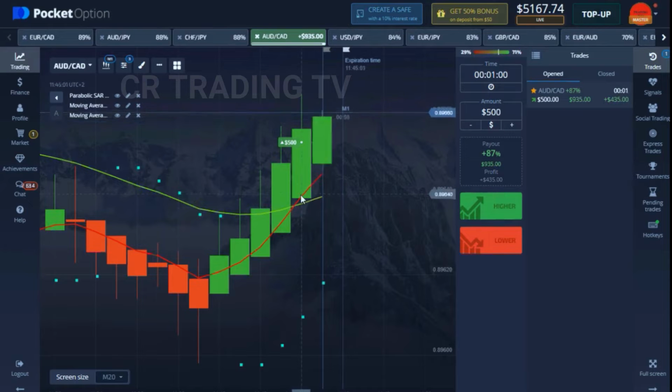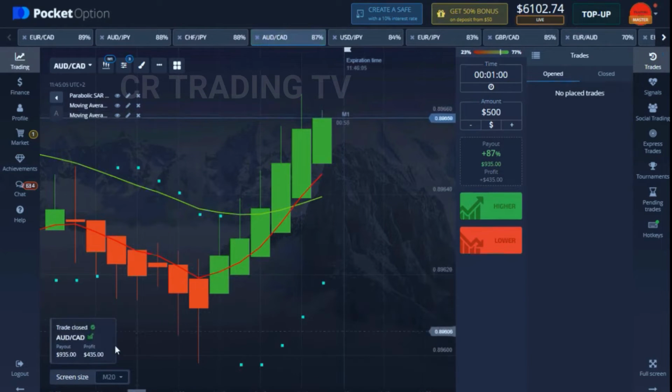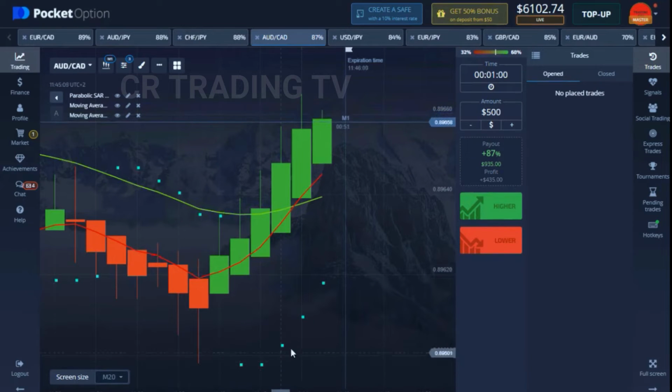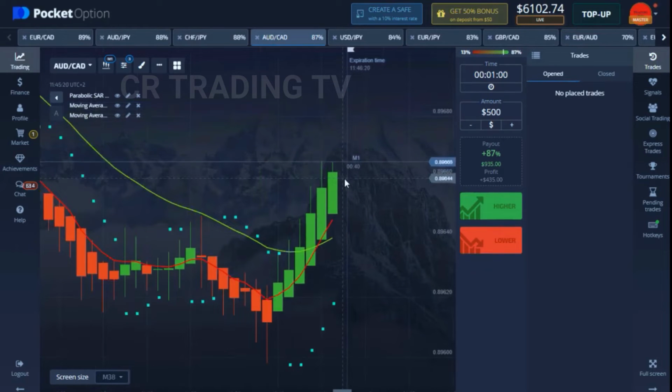When that happens, make sure you're also checking out your parabolic. The parabolic must be following the trend as well. As you can see over here, the parabolic dots are heading up. So when I see that and I see the intersection happen, I know this is definitely going to be a good moment for me. That's the reason why I placed the trade.